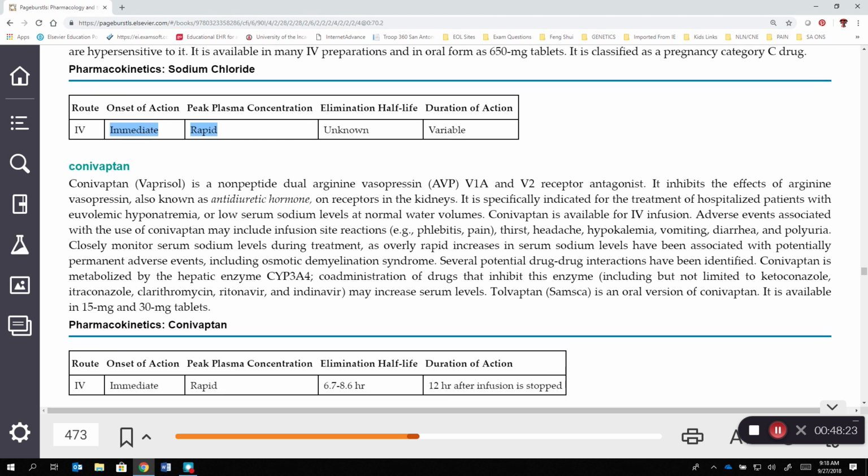So the pharmacokinetics, if we give it IV, onset of action is immediate, peak plasma concentration is rapid, the rest is either unknown or variable.